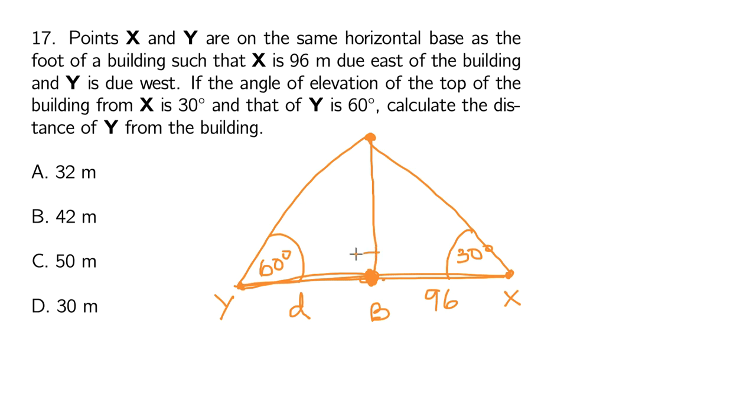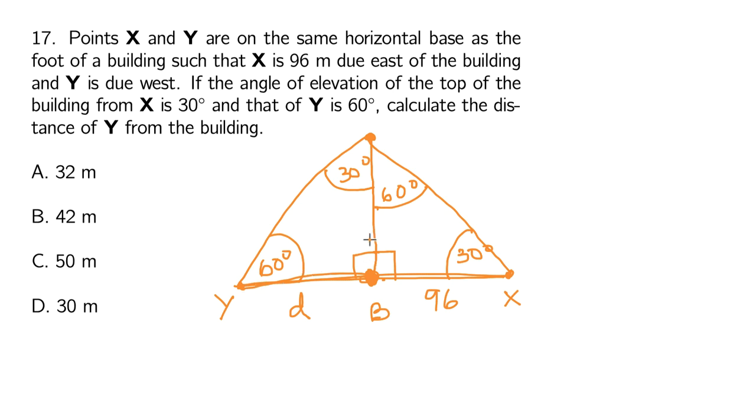Because both of these are right angle triangles, we know that the top here is 30 degrees, and we know that the top here is 60 degrees. So that is helpful. We can write D in terms of the trig ratios of these angles. For instance, we know that the tangent of this angle is going to be this side over this side, which is D.